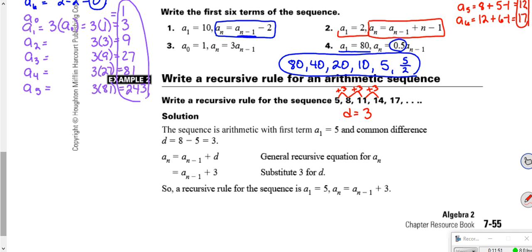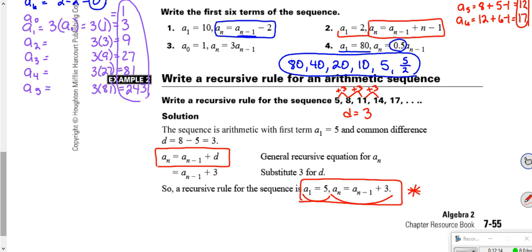So again, here's the general recursive rule for an arithmetic sequence. But remember, you've got to have 2 things. You've got to tell me the starting point and you've got to tell me the rule. So here is what I would need for an answer. You've got to give me the starting point, that's a sub 1 equals 5. And then the recursive rule is a sub n equals a sub n minus 1, the preceding term, plus 3. Got to have both pieces.